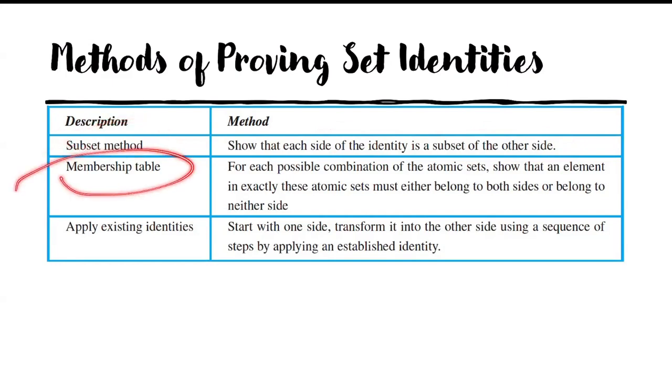And for the membership table, you list out all the possibilities for each set, and then you check on each element whether it is in all the sets or not, and then you look at all the possibilities, and you show that the column for your two sets on both sides are the same.